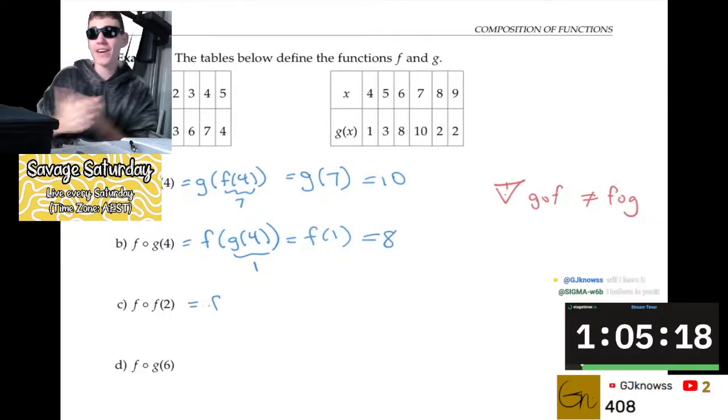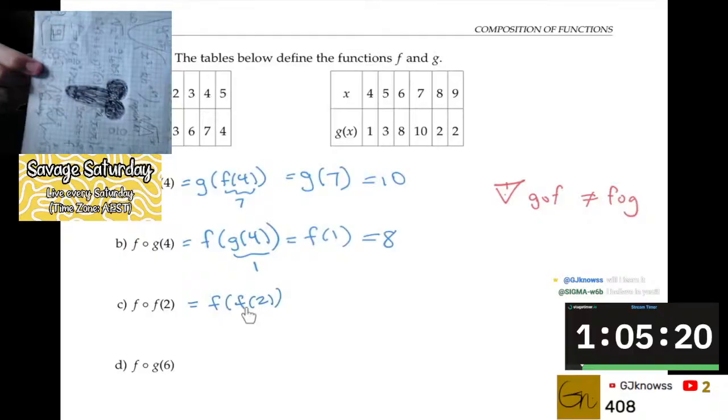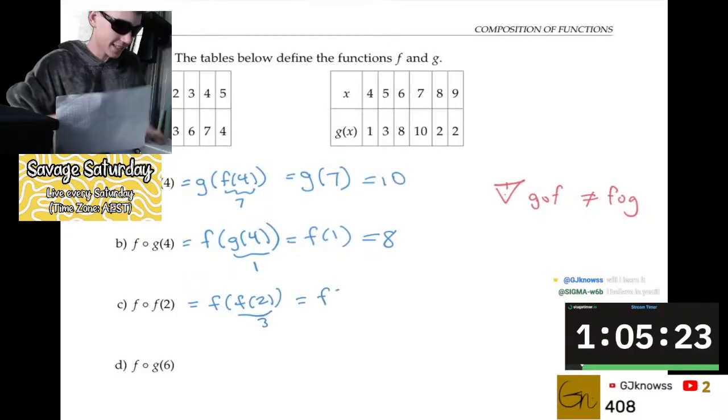We replace f of 2 by f of 2. Working from the inside out, we know that f of 2 is 3, and f of 3 is 6.